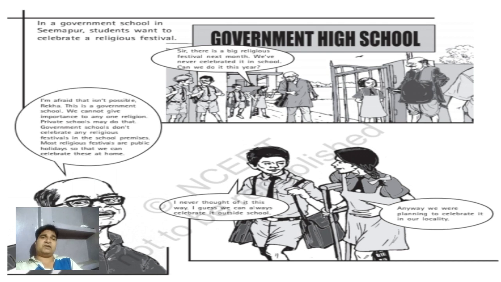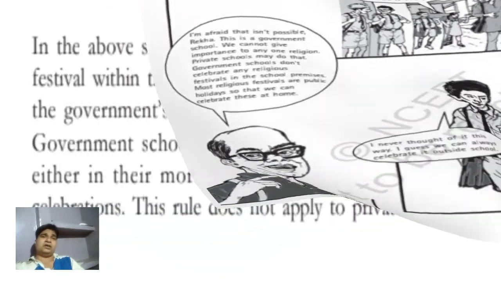The story is of a village Simapur where the students of a government school want to celebrate a religious festival. They ask permission from their teacher, and their teacher makes them understand that in a government school they cannot promote any religion, so they cannot celebrate any religious festival. And the students understand, they decide that they will celebrate that festival either in their locality or in their home.